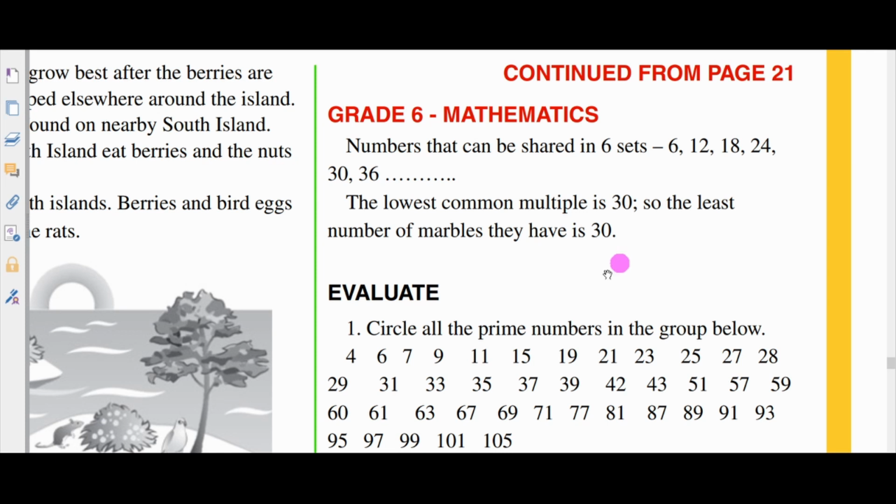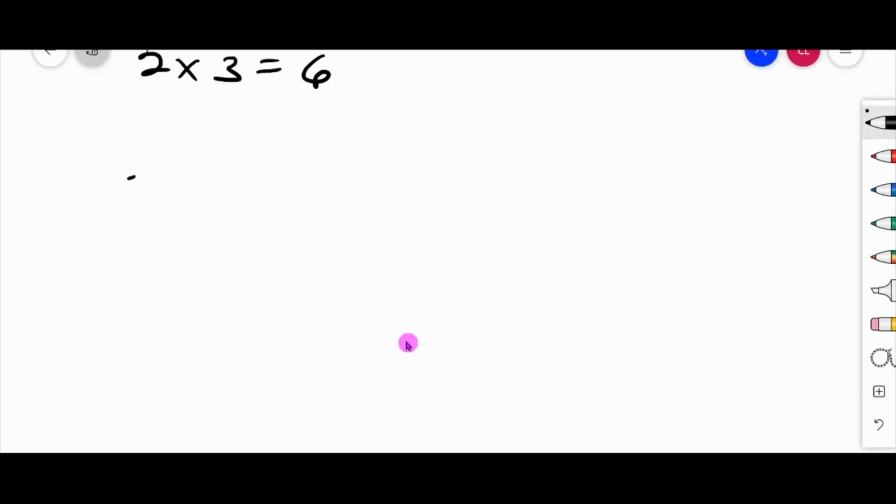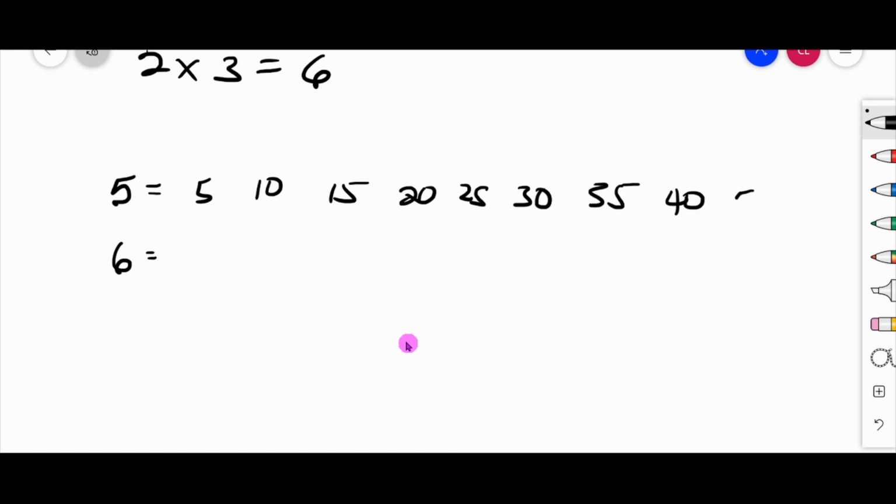Let's see if we can set that one out. So one person has sets of 5 and the other person has sets of 6. So this would be what? 5, and we're looking for the multiples of 5 and the multiples of 6. So 5, 10, 15, 20, right? 25, 30, 35, 40, 45, 50. All right, let's stop there.